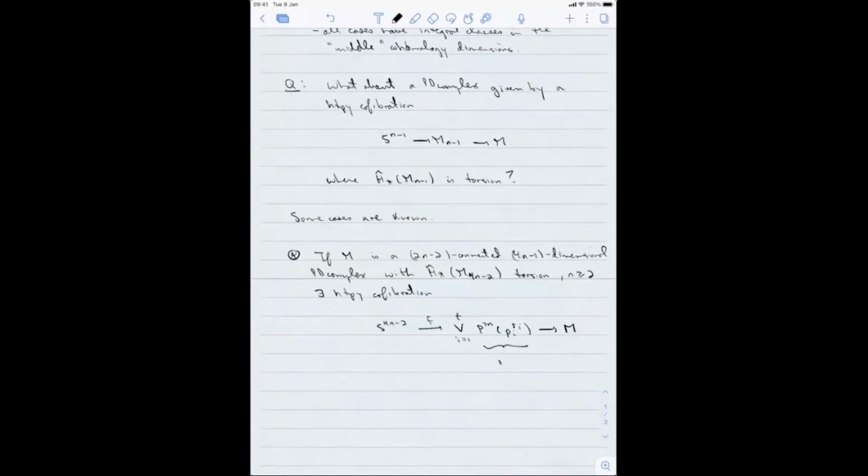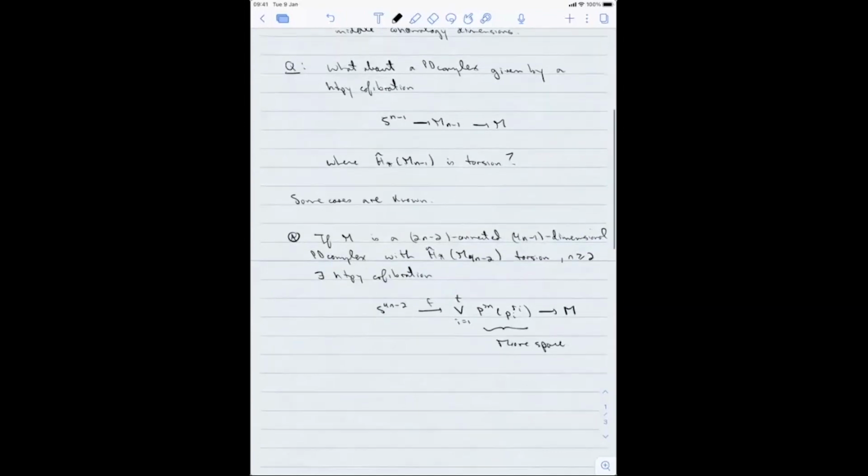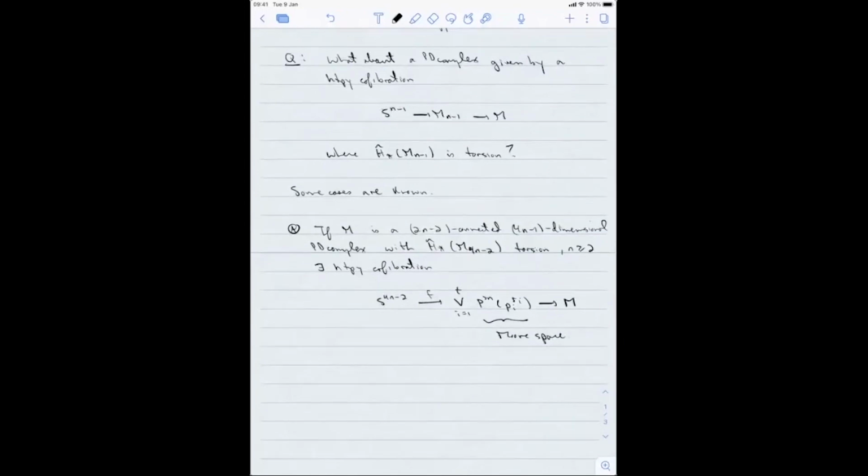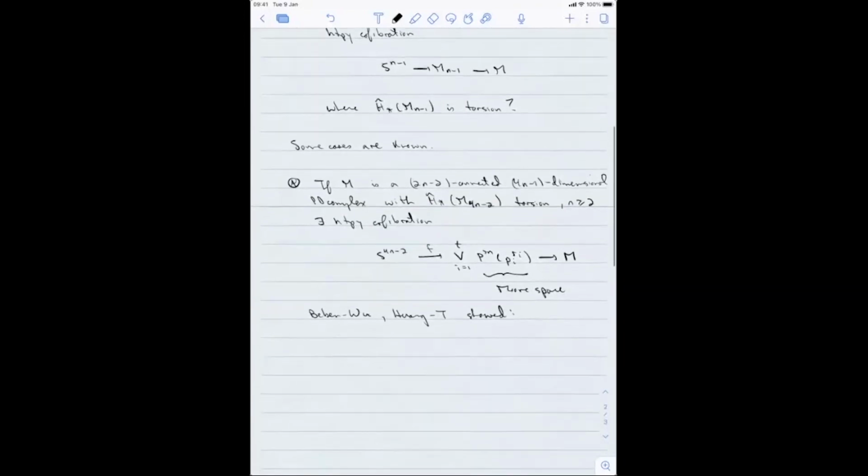So each of these is a Moore space, a cofiber of a degree p to the i map on a 2n-1 sphere. And Kyoto, Beben, and Jie Wu, using traditional decomposition methods, and Reiji Huang and myself using these cube lemma style decomposition methods, gave some decompositions in this case.